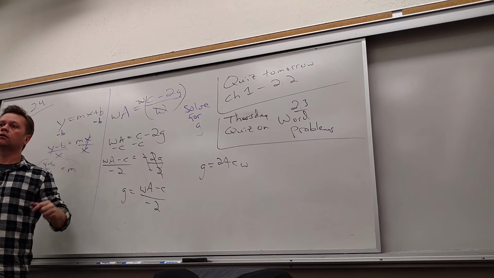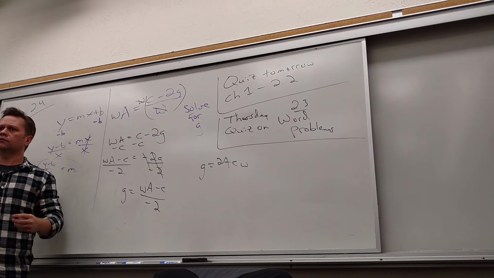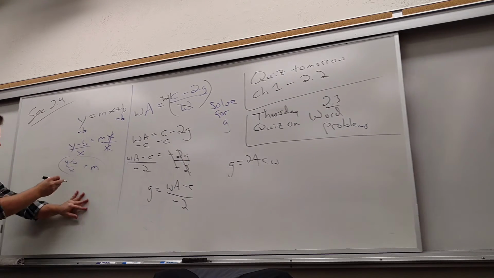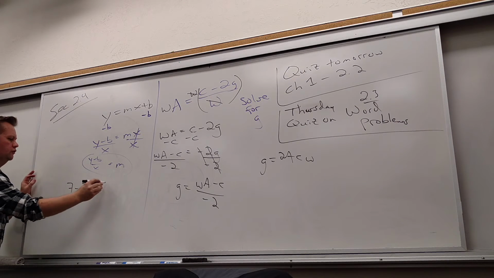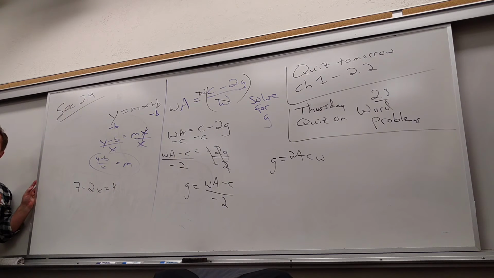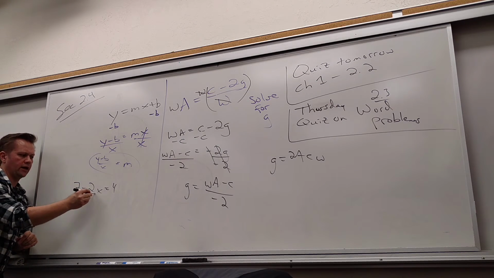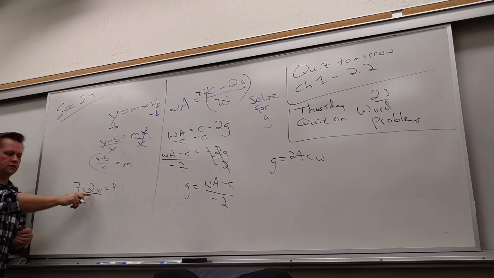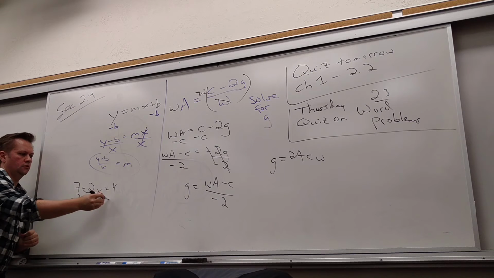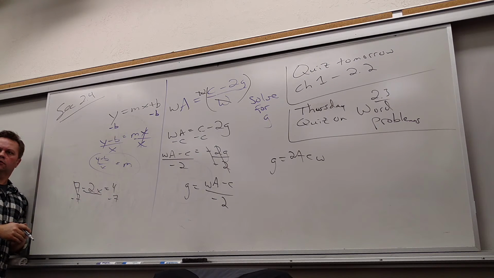So what if it was a 7? Then you would subtract 7. If I had 7 minus 2x equals 4, what's the next step in solving? Minus 7. Do you see that? Because you want to get this by itself. What's with it? Positive 7. So how do you cancel positive 7? Subtract 7. And vice versa. If it was a negative 7, you would add.